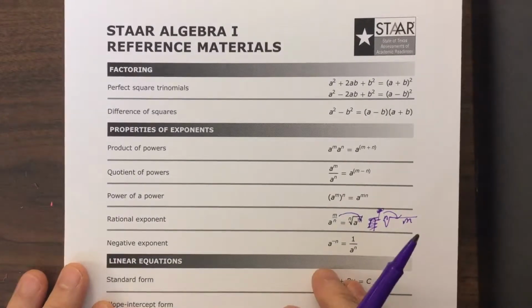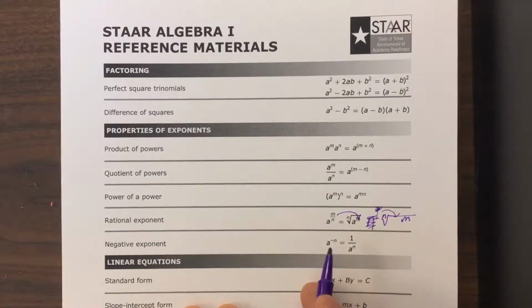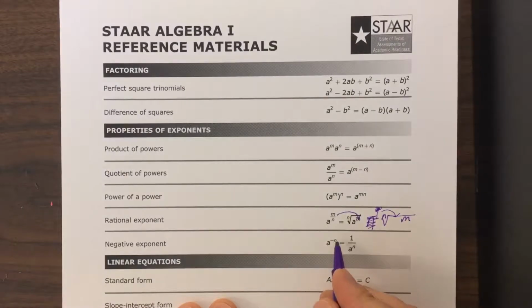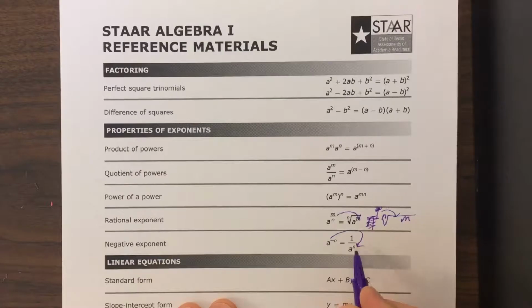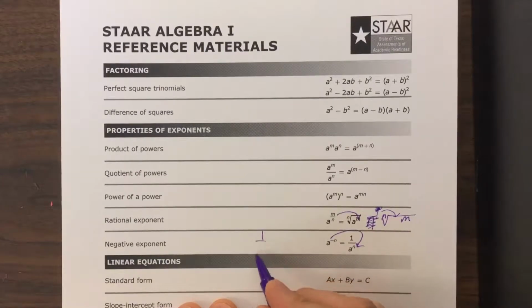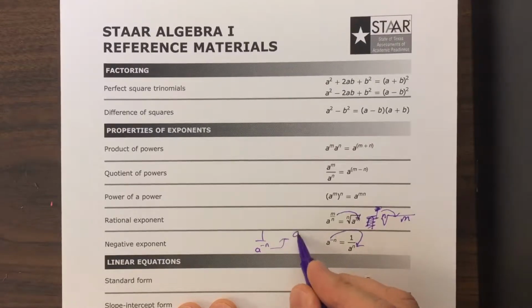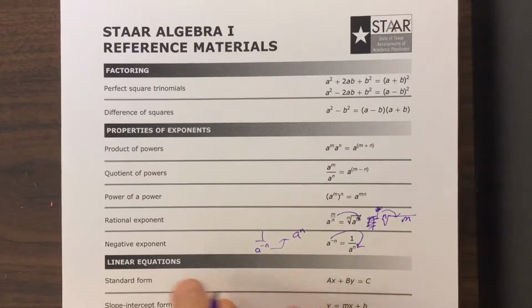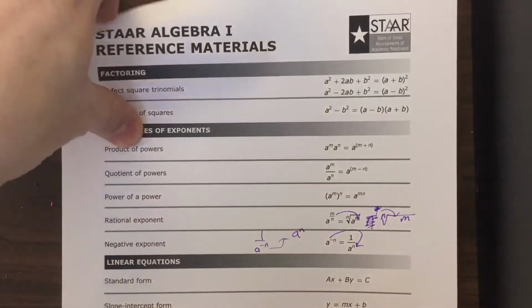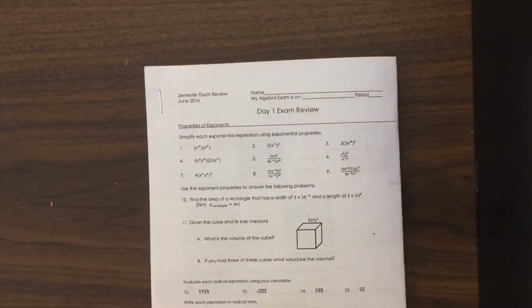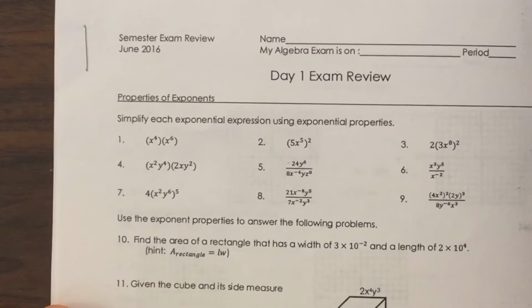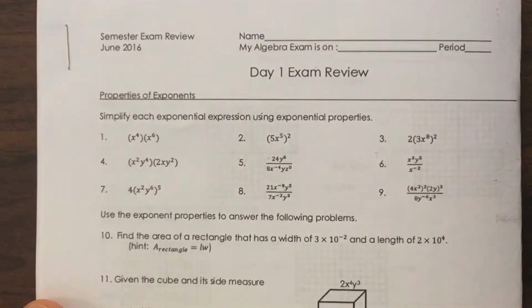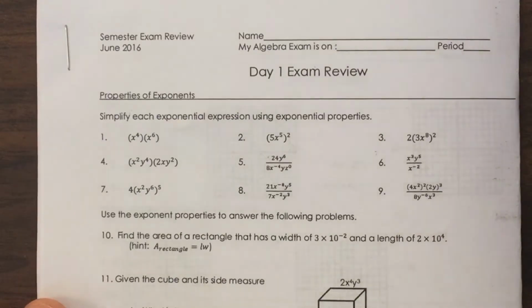And then lastly, negative exponents, we get rid of them. The first thing we do, if it's upstairs and it's negative, you move it downstairs and make it positive. If it's already downstairs and it's negative, you move it upstairs to make it positive. If you see a negative exponent, that's the first thing you need to do on your problem, is get rid of the negative exponents. So I'm going to zoom in a little bit so you can see this review a little better. And we'll get started on that first section, exponential expressions.